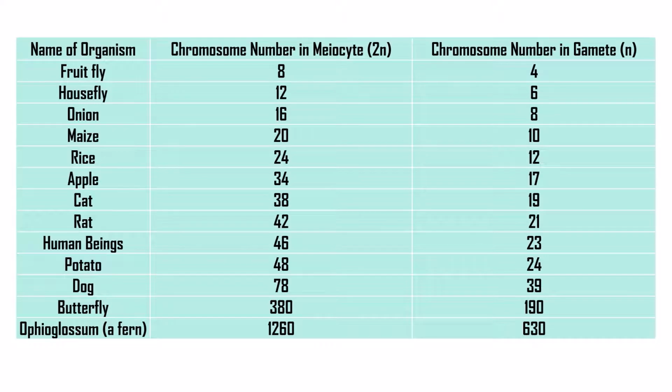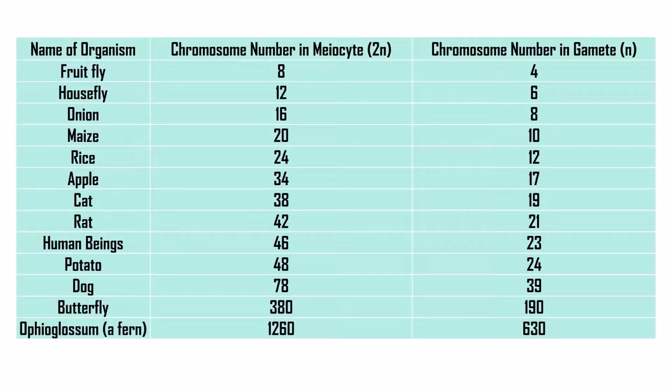Now this is how the table will look finally after filling all the blanks. I have rearranged it by sorting it from low to high according to the chromosome number in the gamete. So you can see that it's sorted from 4, 6, 8, 10, 12 up to 630. And we have the name of the organisms in the first column, that is fruit fly, housefly, onion, maize, rice, apple, and so on. And we have the last column, which is the haploid number.